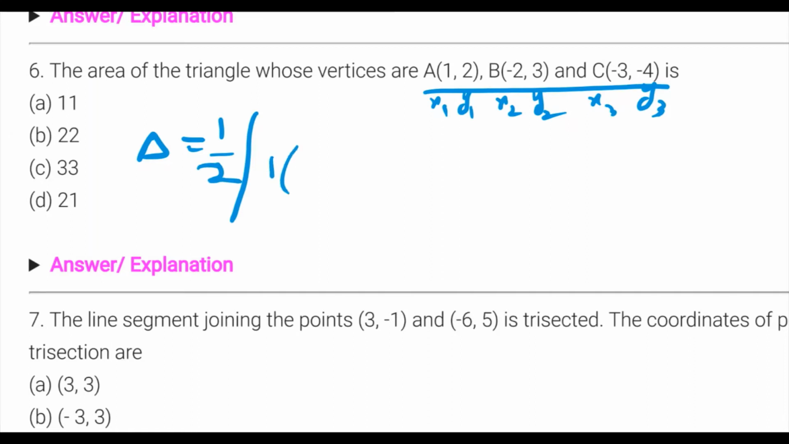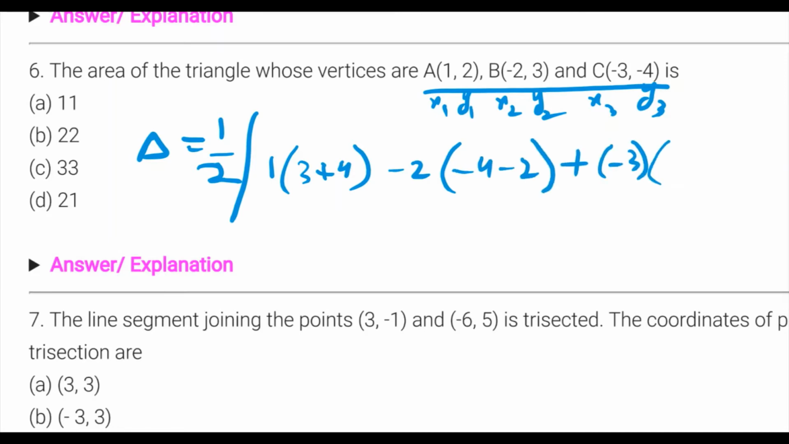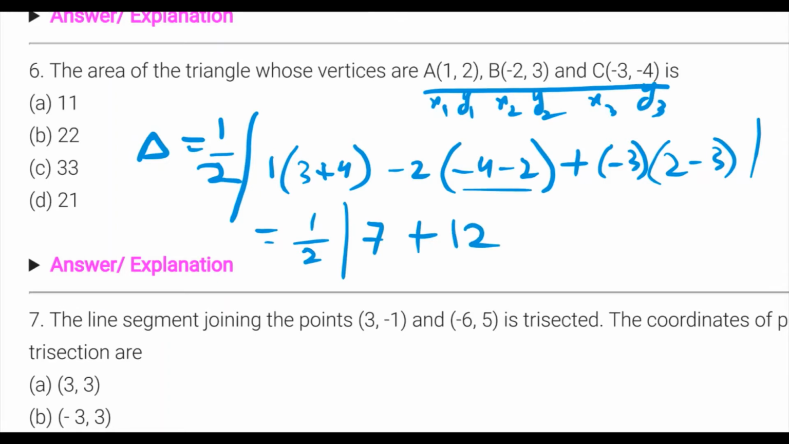x1 is 1 into y2 minus y3, which is 3 plus 4, plus x2 is minus 2, so minus 2 into y3 minus y1 is minus 4 minus 2, plus x3 is minus 3 into y1 minus y2 is 2 minus 3. That equals half of 7 plus, this is 4 plus 2 equals 6, 6 into 2 is 12, minus 3 into minus 1 is plus 3. So this is 7 plus 3, 10, 10 plus 12 is 22 by 2 is 11 square units.